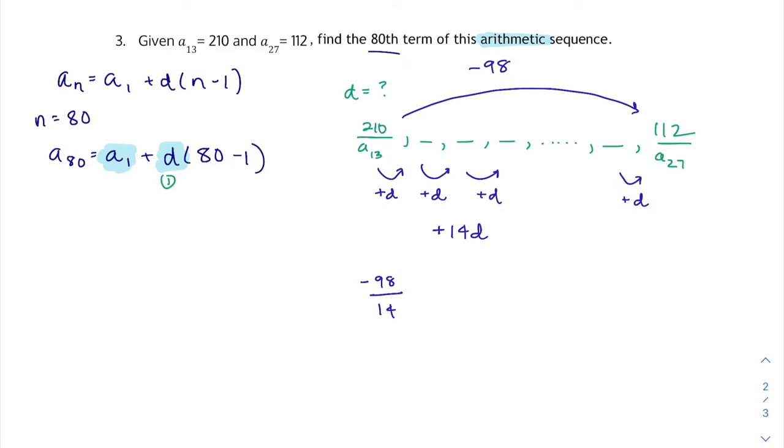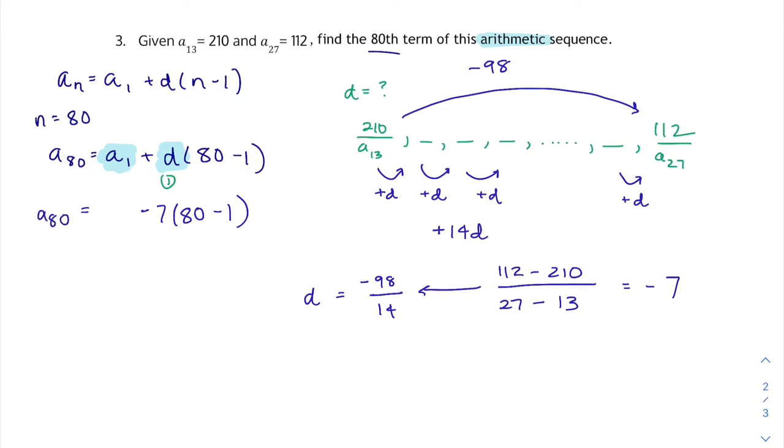The formula for that, we could do 112 minus 210 divided by 27 minus 13. That gives us negative 98 over 14, which gives us that our common difference, negative 98 divided by 14, is negative 7. So now we know our common difference is negative 7, but we still need A1 to be able to find the 80th term. So I'm just going to work backwards.